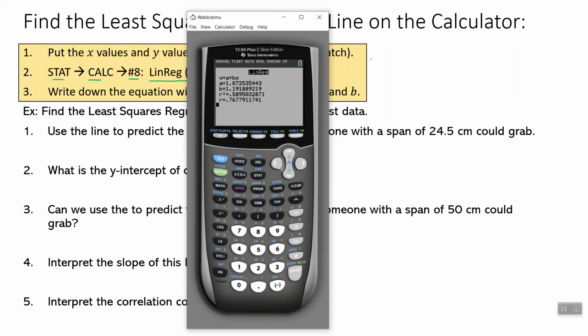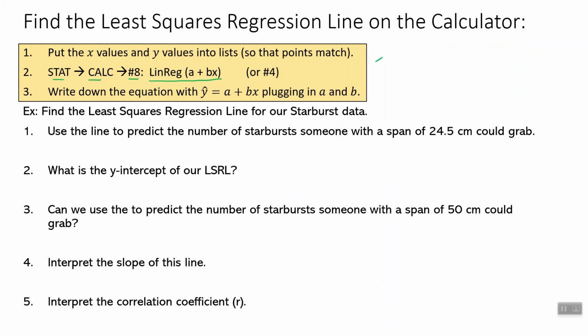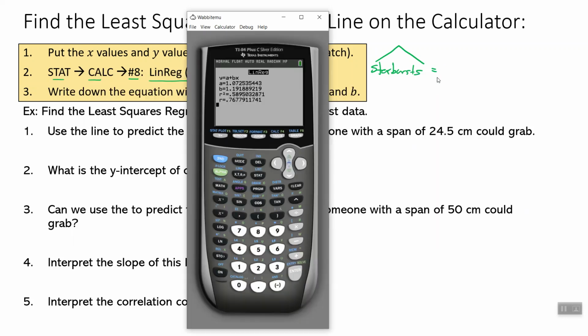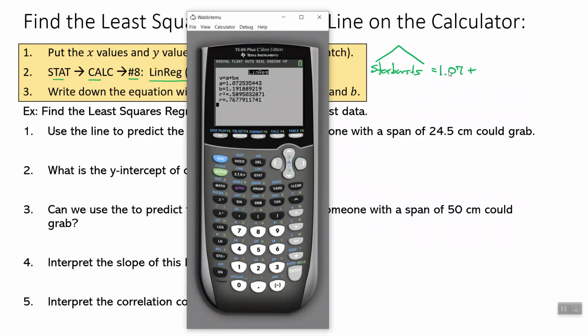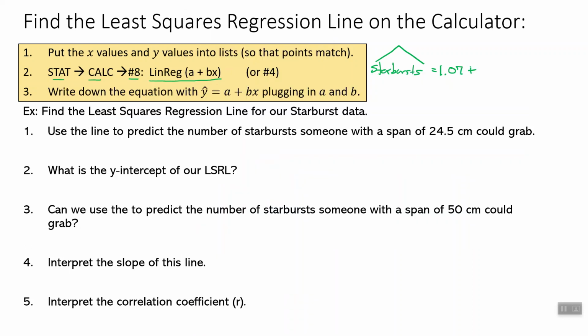We've got, let's see, our Y is starburst. Starburst equals A plus B times X. So let's see, our A is 1.07. 1.07 plus, 2 decimal places is usually fine, by the way, 1.19 times your hand width. And this is in centimeters. So I'm putting the units there, just hand width in centimeters. There it is. So there's our equation.